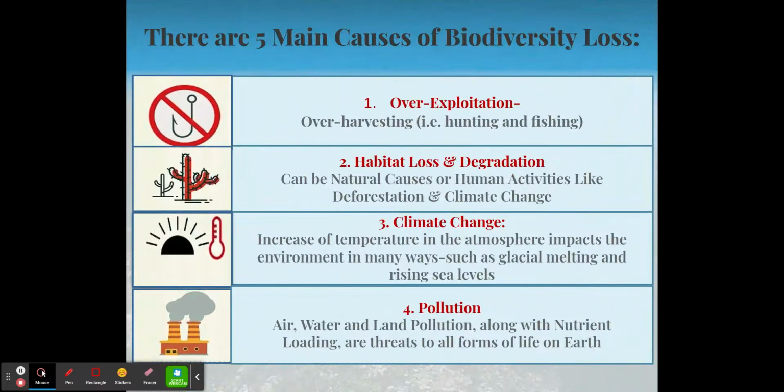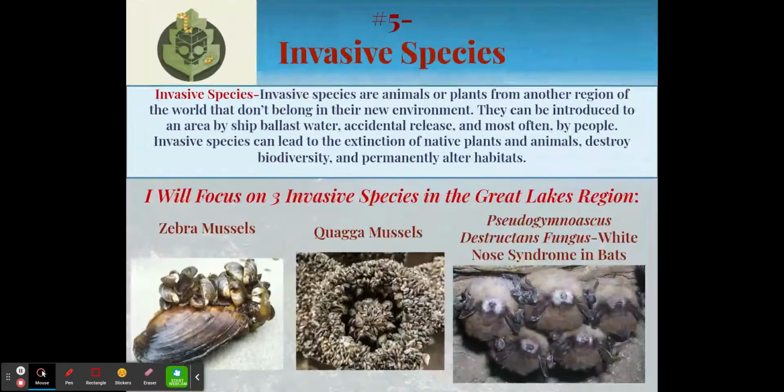There are 5 main causes of biodiversity loss: overexploitation, which is overharvesting, such as overhunting and fishing. Habitat loss and degradation can be from natural causes or human activities like deforestation and climate change caused by humans. Climate change is the increase of temperature in the atmosphere. It impacts the environment in many ways, such as glacial melting, rising sea levels, more storms, hurricanes, tornadoes, stuff like that. Pollution, air, water, and land pollution, along with nutrient loading, are threats to all forms of life on Earth. And number 5 is invasive species.